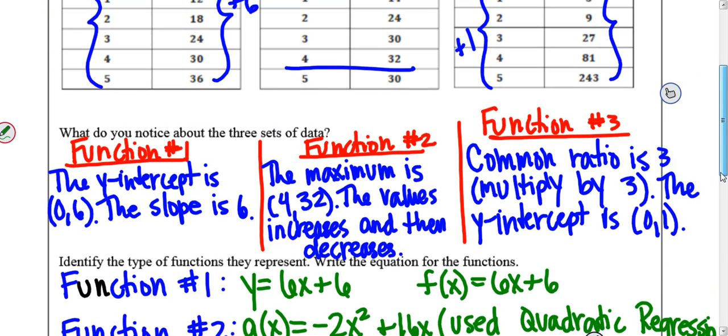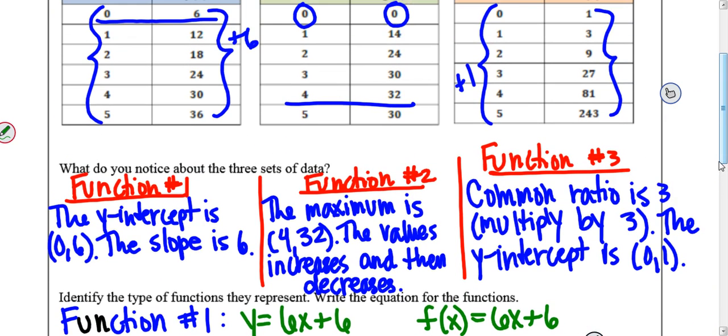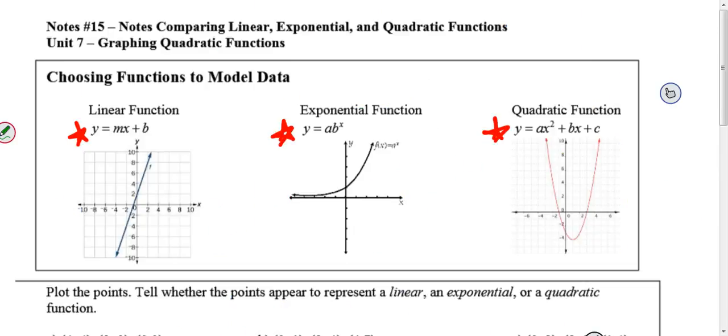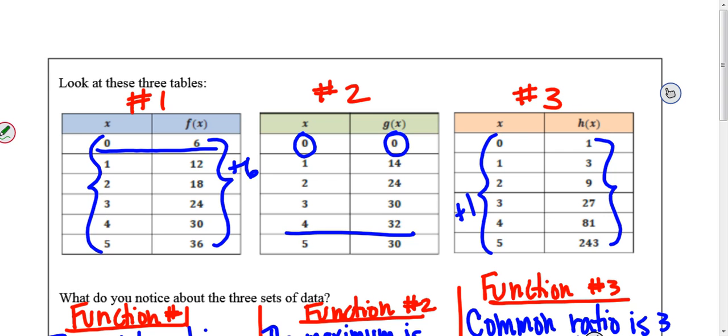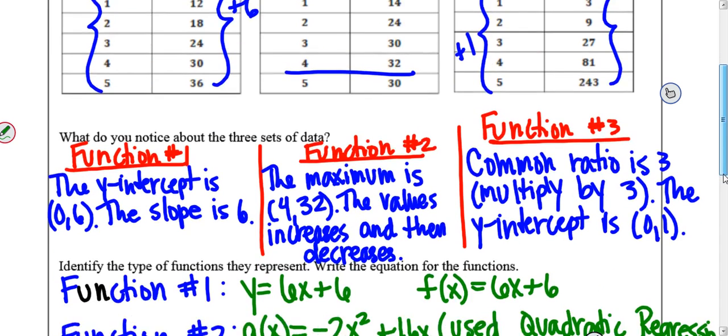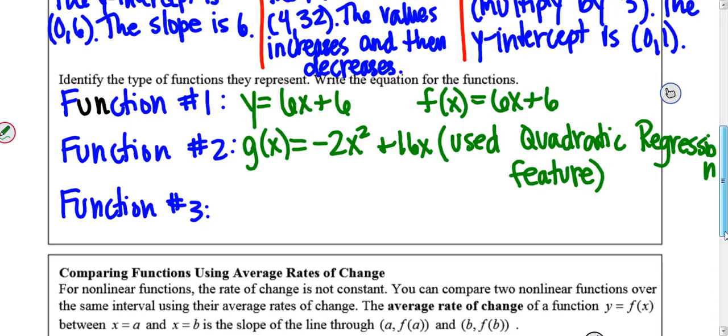And then lastly, for our exponential function, we're going to remember, and again, this is on our first page, right here, y equals ab to the x power. So when I create my function, this time it is h of x. My common ratio was 3, to the x power.